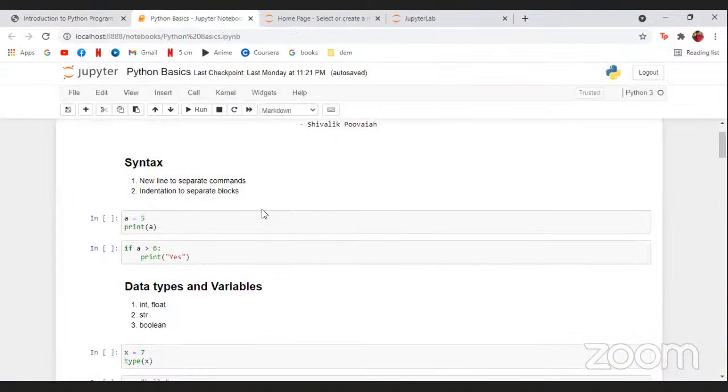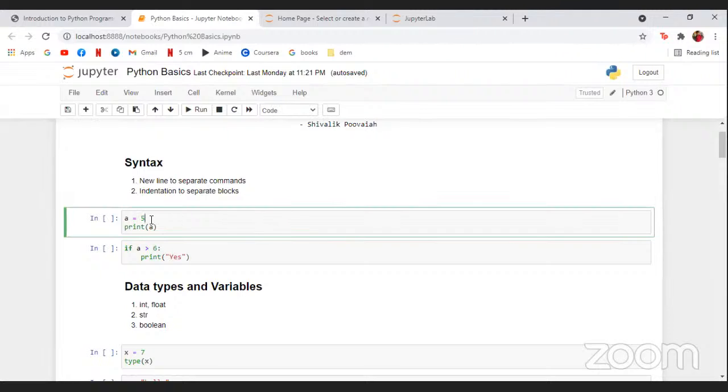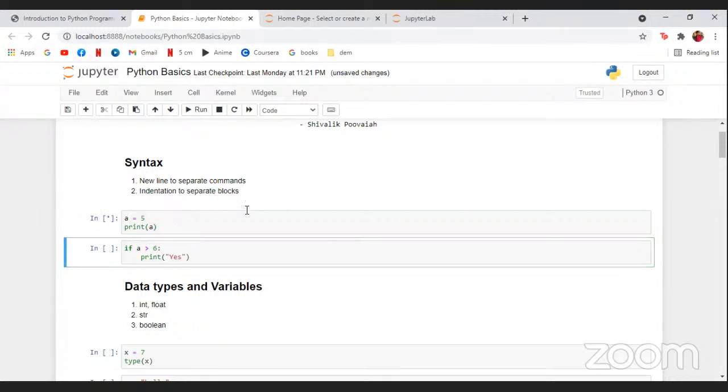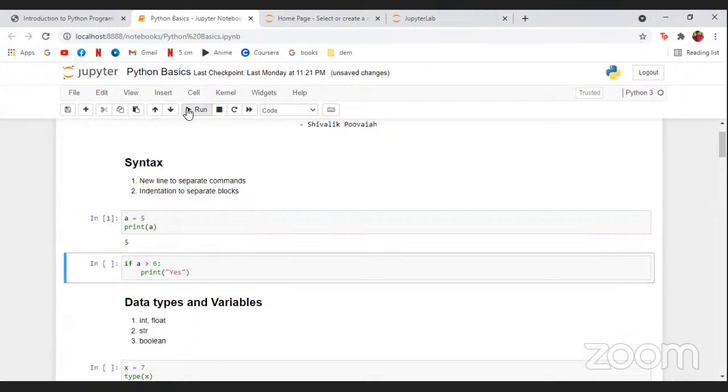So just to show you what that means, a equals 5 is one line. And when you say print a, that automatically becomes the next line because you've moved to a new line. So to execute this in Jupyter Notebook, you just press Shift and Enter, or you can use the run command here, right? So this is what new line means. It moves to the next line to get the next command.